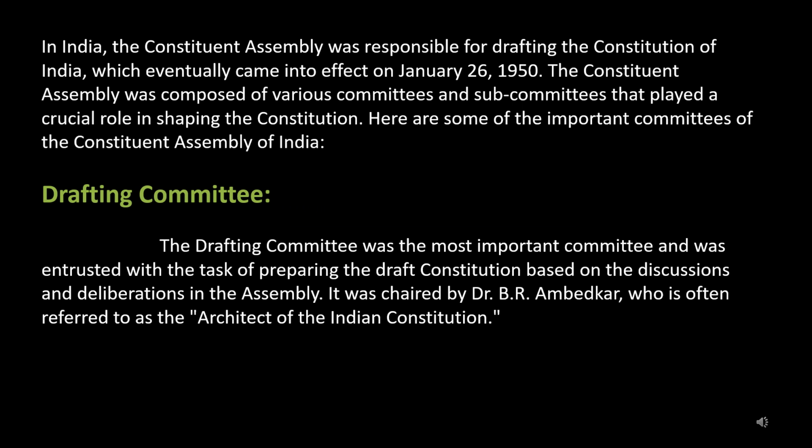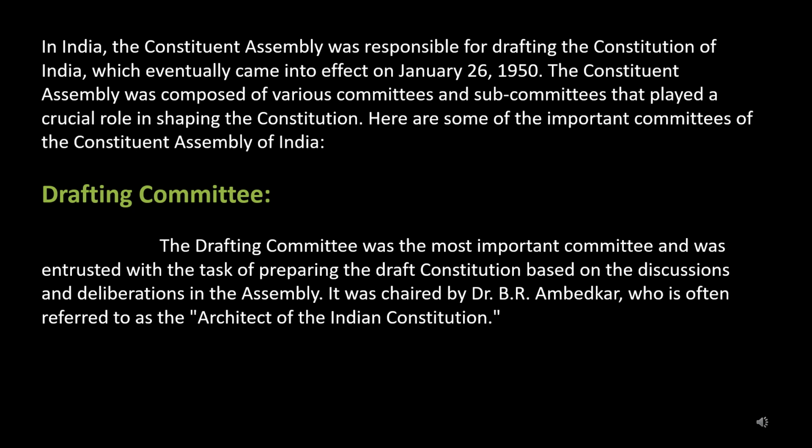Committees of the Constituent Assembly. In India, the Constituent Assembly was responsible for drafting the Constitution of India, which eventually came into effect on January 26, 1950. The Constituent Assembly was composed of various committees and subcommittees that played a crucial role in shaping the Constitution. Here are some of the important committees of the Constituent Assembly of India.